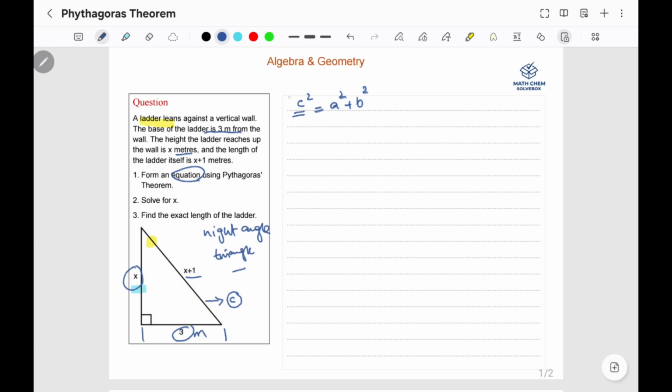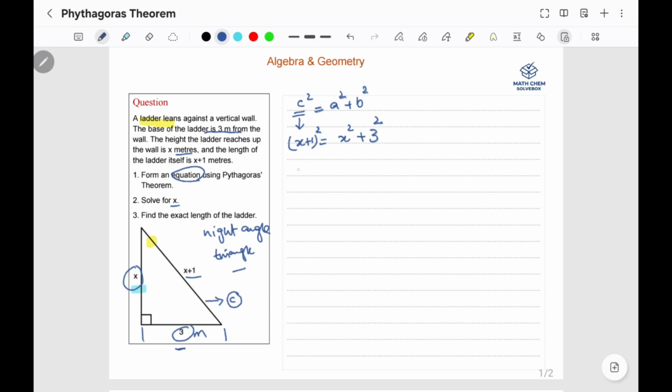So, after the substitution of the hypotenuse, which is c, we can get the equation like this. a is x square plus b is 3, which is 3 square. We have to find the x. This is the equation for this problem with the help of Pythagoras theorem. Now we can solve this with the help of a formula.